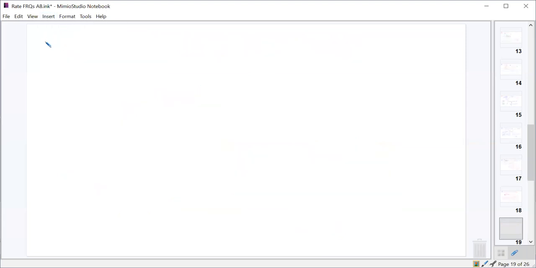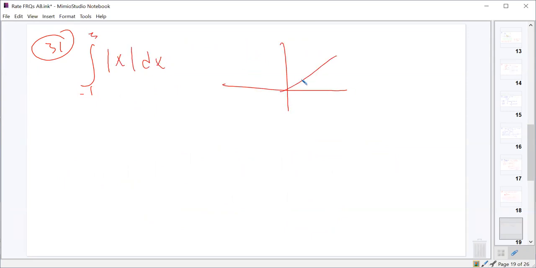All right, 31 says the integral from -1 to 3 of the absolute value of x dx. Well, we should know what the absolute value of x looks like, since that's the one that we don't have just a straight up integral for. We should just be able to graph it, and the area between -1 and 3. Well, this is the point 3, 3, and this is the point -1, 1.